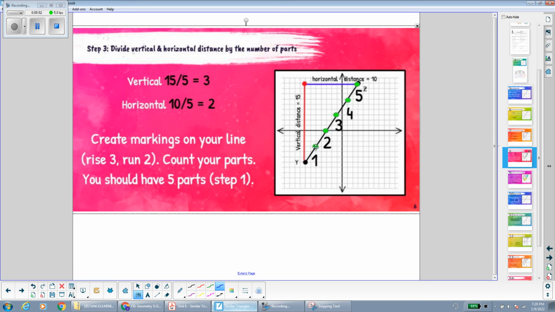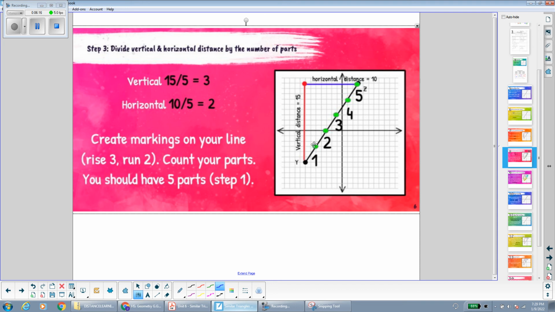To find the other sections of the line segment, to split it up into those 5 parts, we can go up by 3 again and over by 2, up by 3 again and over by 2, up by 3 again and over by 2, up by 3 again and over by 2.